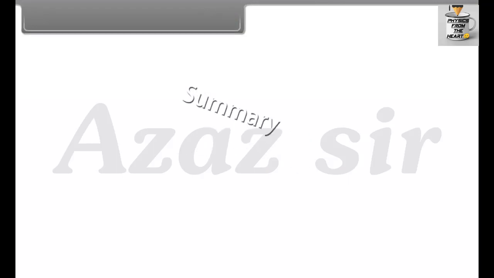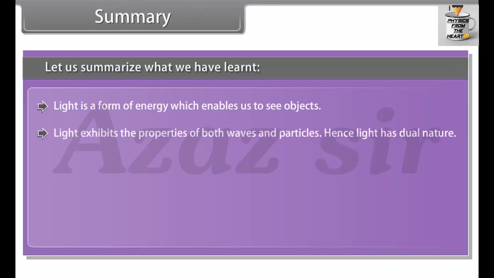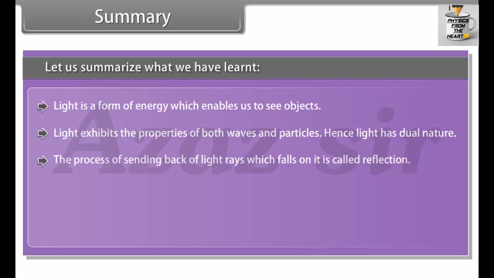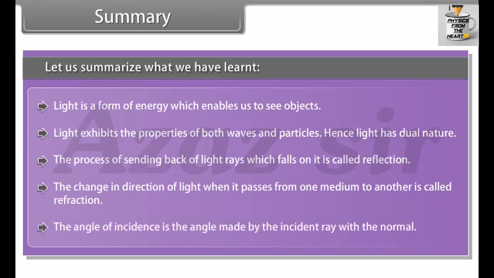Summary. Let us summarize what you have learned. Light is a form of energy which enables us to see objects. Light exhibits the properties of both waves and particles. Hence, light has dual nature. The process of sending back of light rays which fall on a surface is called reflection. The change in direction of light when it passes from one medium to another is called refraction. The angle of incidence is the angle made by the incident ray with the normal.